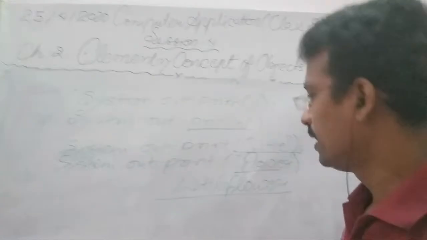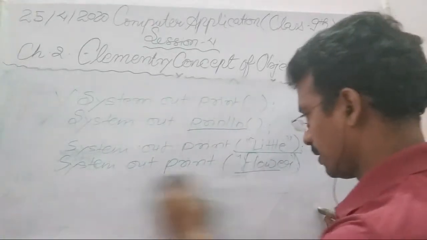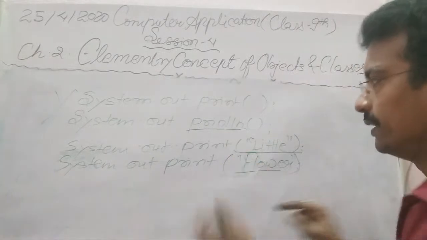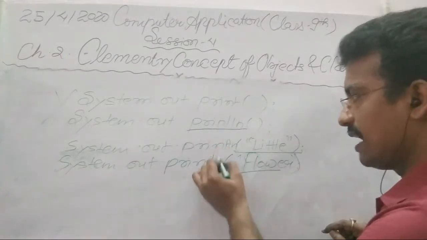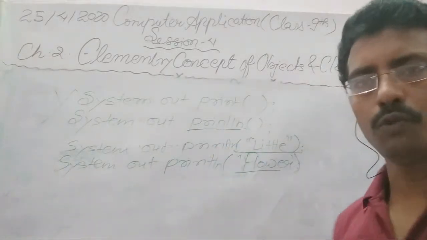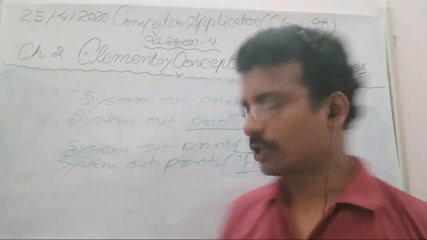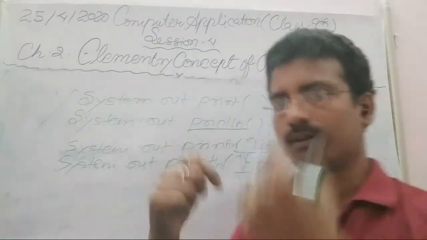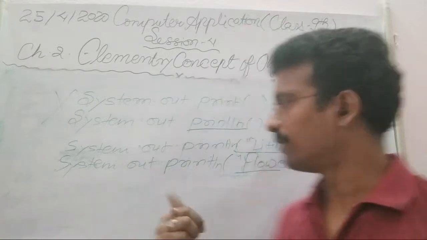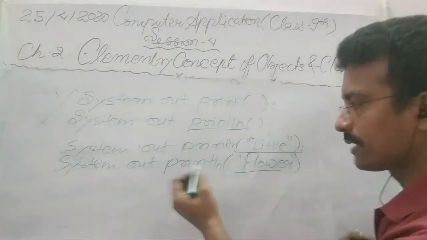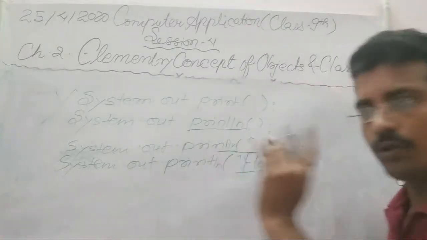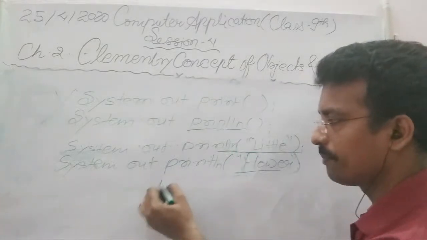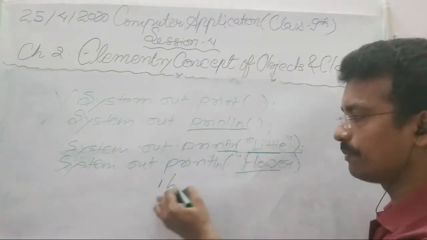Now the question is, suppose I have added ln here. So what will be the result then? Actually, students have a confusion about how they work. Now see the working style. First, this line executes, and it doesn't change the line. The pointer is here for printing, so in the same line, "little" is printed.